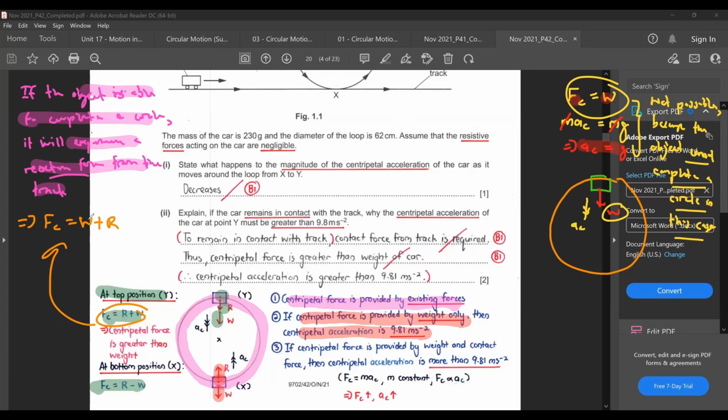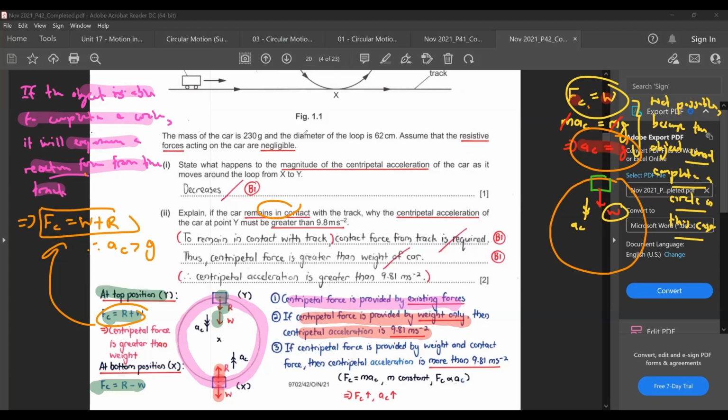So Fc now is W plus R, therefore AC will be more than g. You will only get AC equals to g if Fc is equal to W. But this one I mentioned to you won't be possible because it won't be able to complete a circle. Here they say it's able to complete a circle, it remains in contact with the track, so it must experience a reaction force. If it experiences a reaction force, Fc is W plus R. So AC therefore must be more than g.